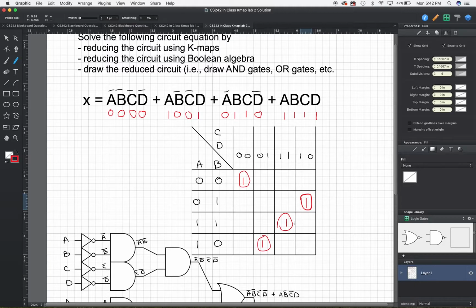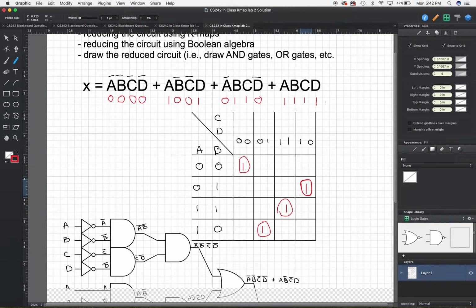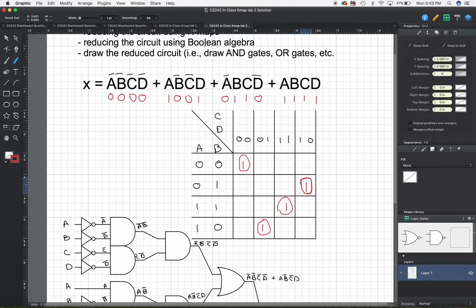So bad luck. It looks like this is pretty much the reduced statement. I can't reduce it any further. Well, if that's the case, then I might as well skip this part where it says using Boolean algebra because there's no reduction possible anyway. So we'll just go straight to the next section, which says to go ahead and draw the circuit.